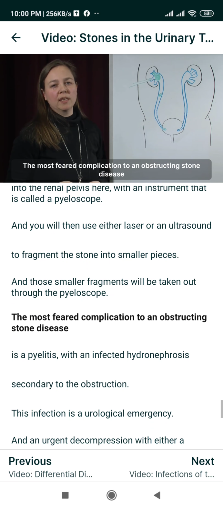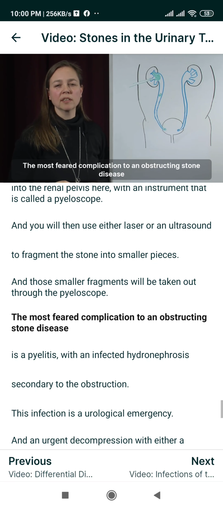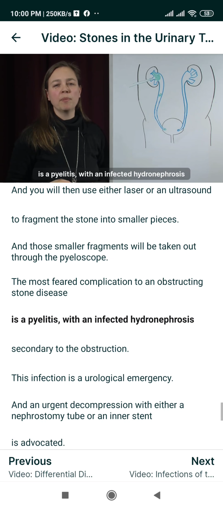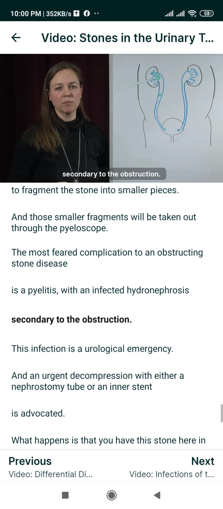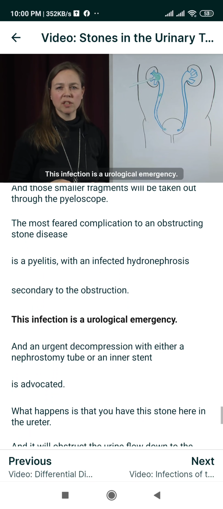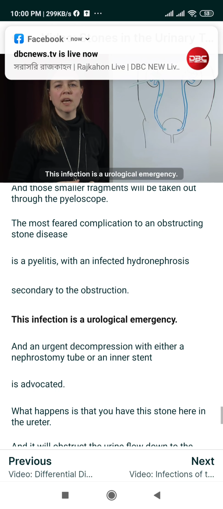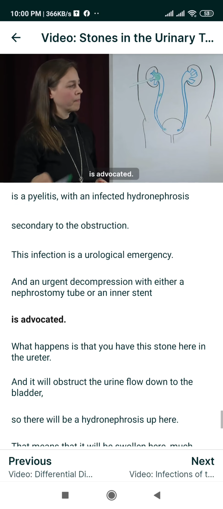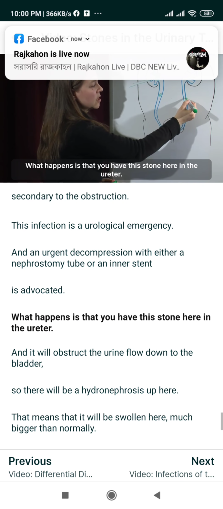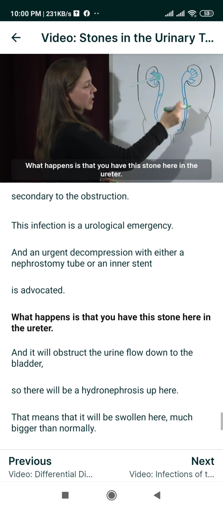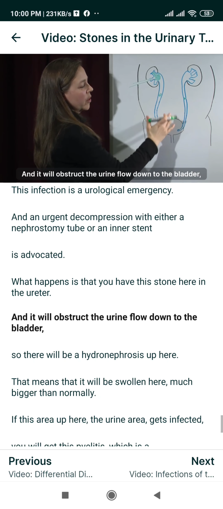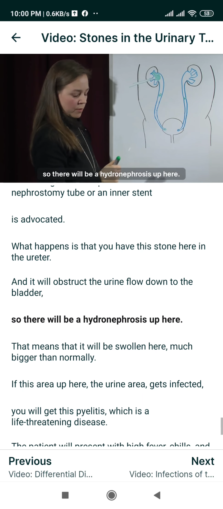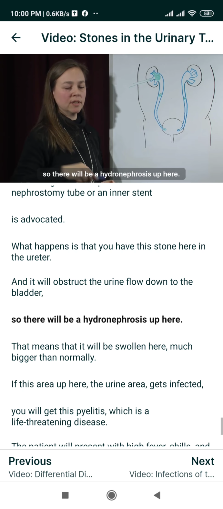The most feared complication to an obstructing stone disease is a pyelitis with an infected hydronephrosis secondary to the obstruction. This infection is a urological emergency, and an urgent decompression with either a nephrostomy tube or an inner stent is advocated. What happens is that you have this stone here in the ureter, and it will obstruct the urine flow down to the bladder, so there will be a hydronephrosis up here.